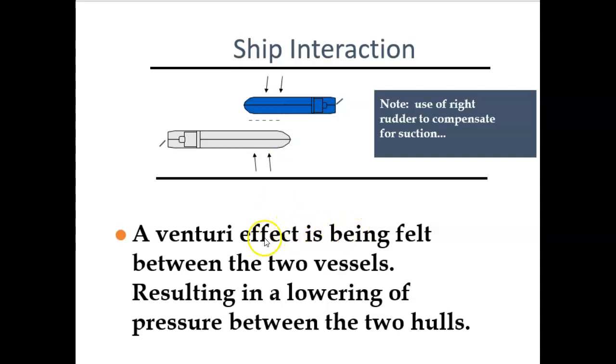The Venturi effect is being felt between the two vessels, resulting in a lowering of pressure between the two hulls. Notice that we've shifted back, so now we're trying to combat that, and the blue ship is trying to fight that tendency to suck together, to come together with this vessel, and the gray ship is using back to right rudder. So you can imagine that a pilot or a captain is going from right rudder back to left rudder and back to right rudder, and it's fairly aggressive use of rudder all the time.